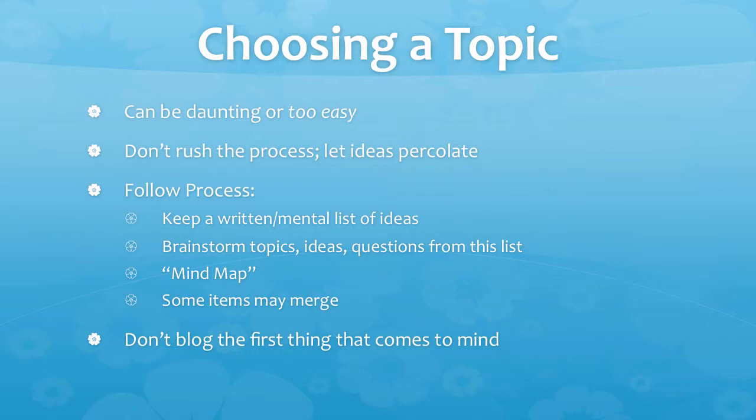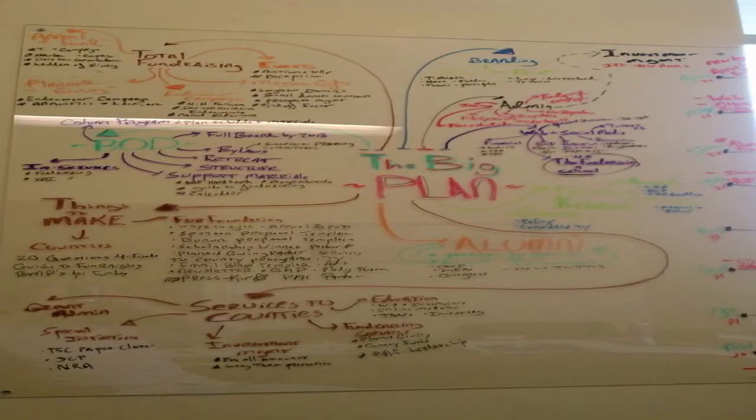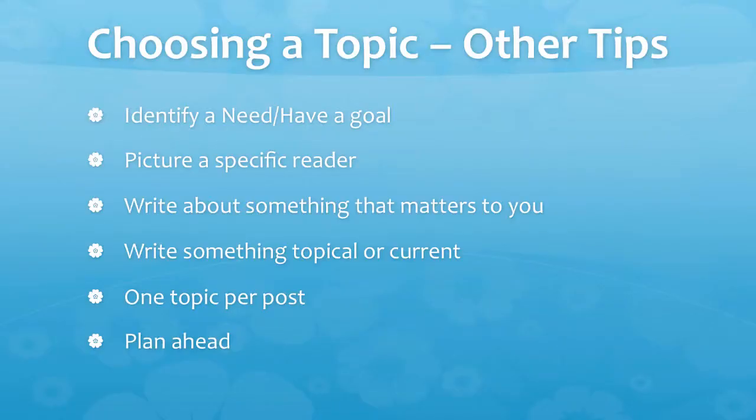Because of that, some items may merge or they may split. The main thing is just don't blog the first thing that comes to mind. Have a process by which you think about it. Here's what my mind looks like on the inside. Isn't that frightening? So this was the big plan for my foundation and all the little sub things that came off of it. This is an example of mind mapping where you cluster things and draw circles and arrows. Anyhow, other choosing a topic tips.